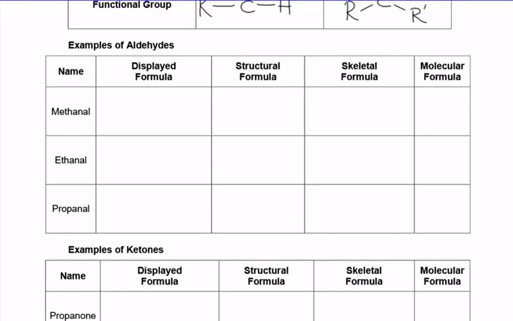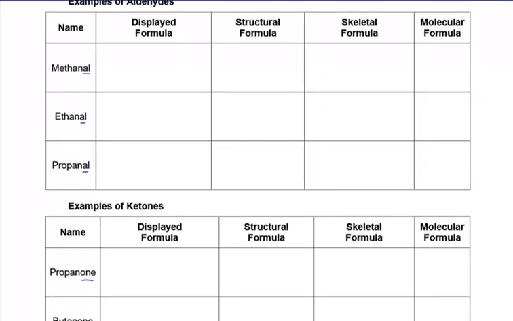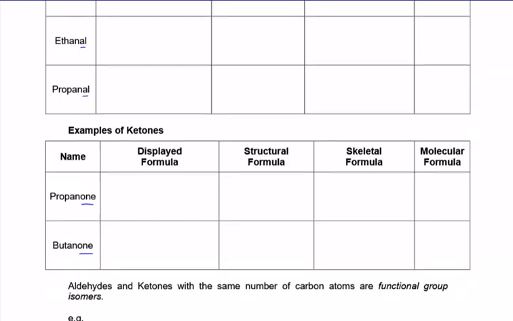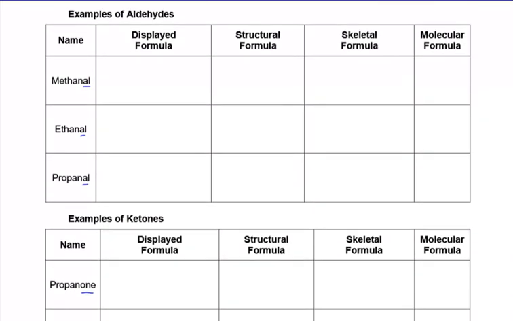So pause the video now and see if you could draw out some aldehydes and ketones from their names. Now remembering that if it ends in al, these are the aldehydes, so we're looking for the RC double bond O with the H. If they end in one, we're looking for ketones with the C double bond O in the middle of the chain. So pause the video now and have a go.